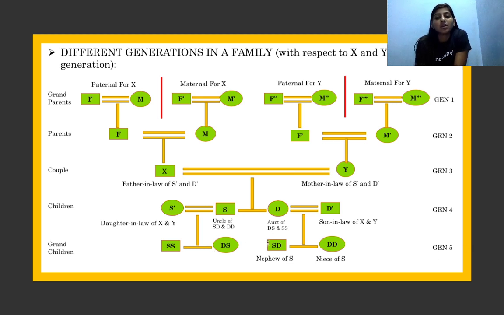And again, in Hindi, there are separate terms for brother's daughter or sister's daughter. Okay, there are two different words. But in English, it's again the same. Whether it is brother's daughter or sister's daughter, the word is niece. And whether it is brother's son or sister's son, the word is nephew. So this guy here is nephew of S and this is niece of S. Similarly, this is nephew of D and this is niece of D.